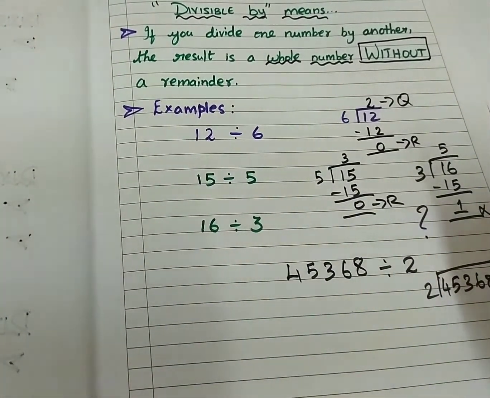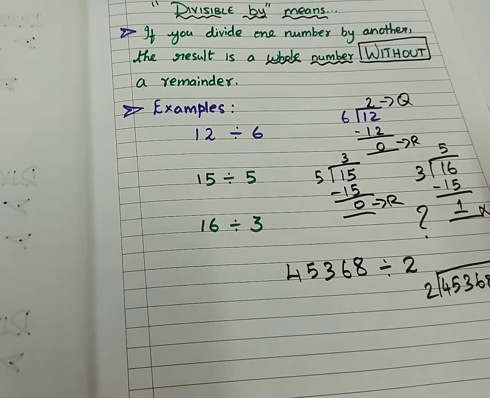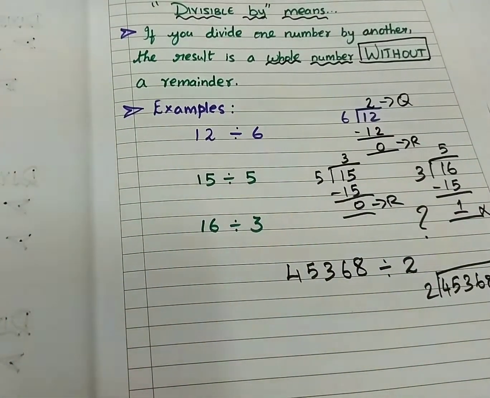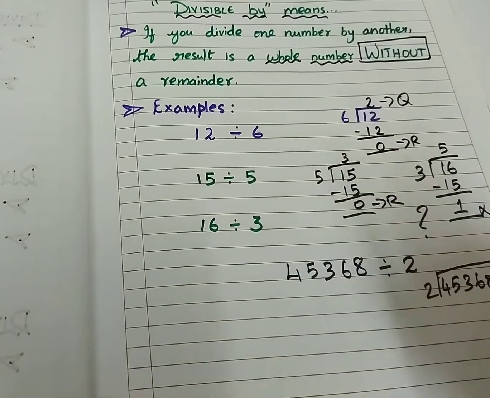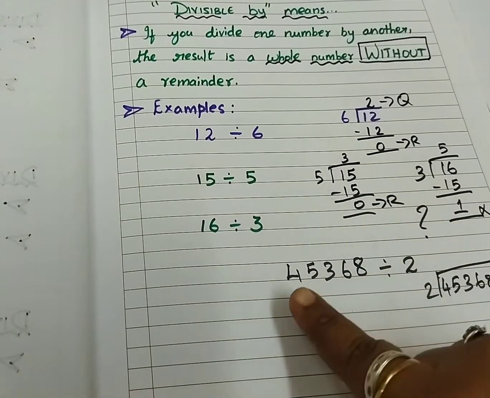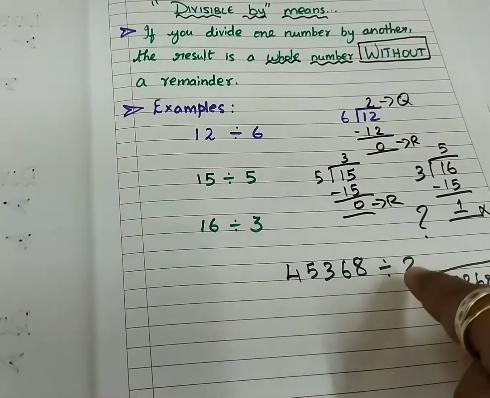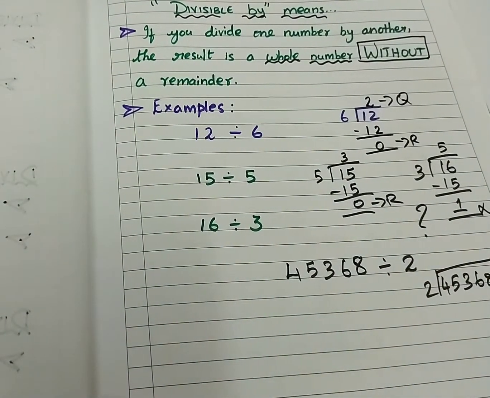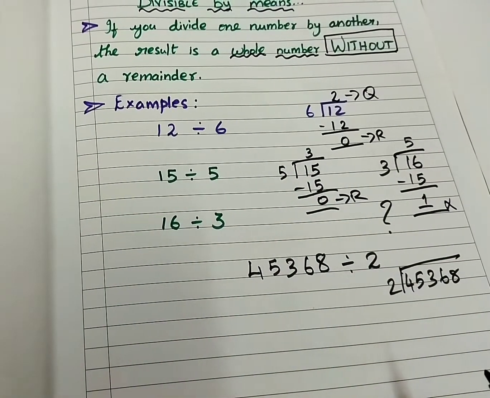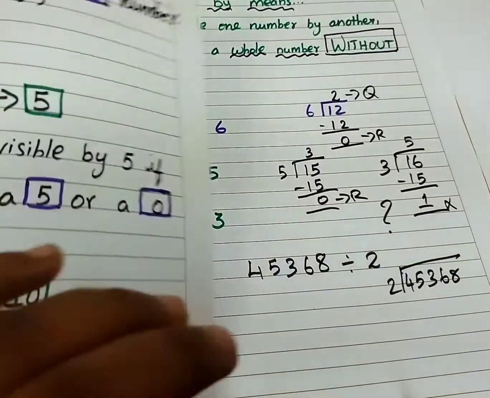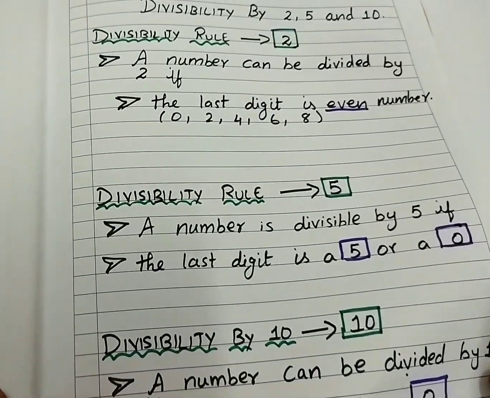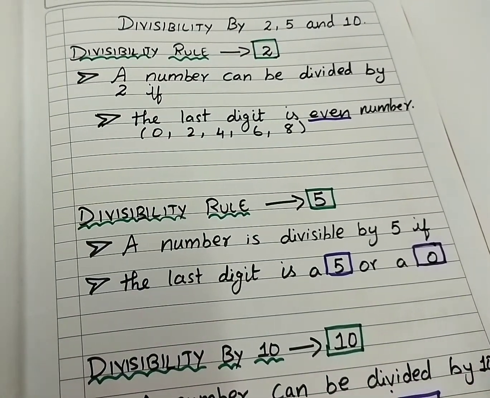To avoid doing this long division, we are going to learn the divisibility rules. By looking at the number, within a second, we can say immediately whether that particular number is divisible by the given divisor or not. Come on, let me move to the topic. Here are the rules. Magic.